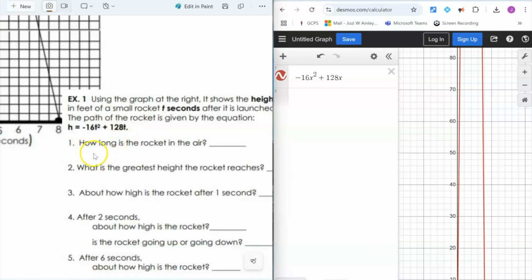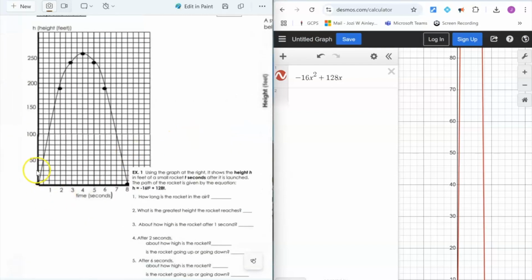All right, so the first question is, how long is the rocket in the air? So think about that for a second. If I'm asking how long something is in the air, like if I throw a ball or launch a rocket, am I talking about the height or am I talking about time? All right, you should have said you're talking about time. So if I'm talking about time, I'm only looking at which axis? Which axis talks about time? The x-axis. So I'm only talking about the time.